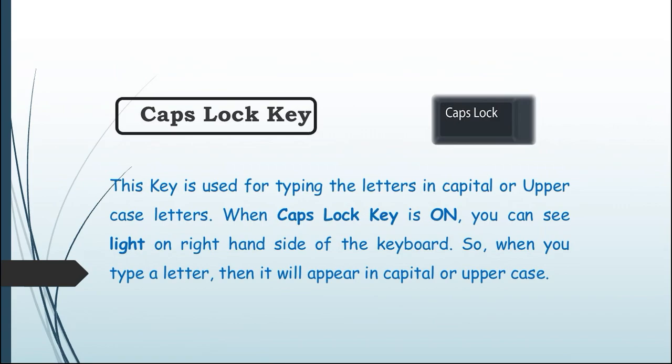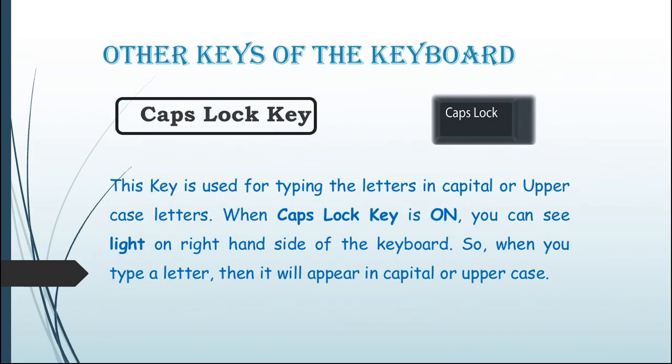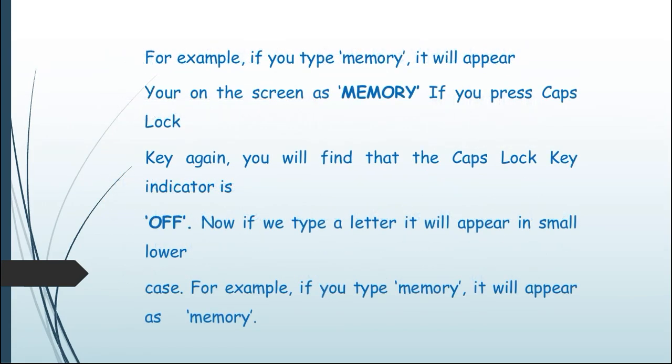When you turn on this key, in so many keyboards we have a small light blinking when the caps lock button is on. Now whatever alphabet or word or sentence you're going to type will be in capital letters, capital A, capital B, capital C. I'll be giving you an example. For example, if you type memory, it will appear on the screen as MEMORY.